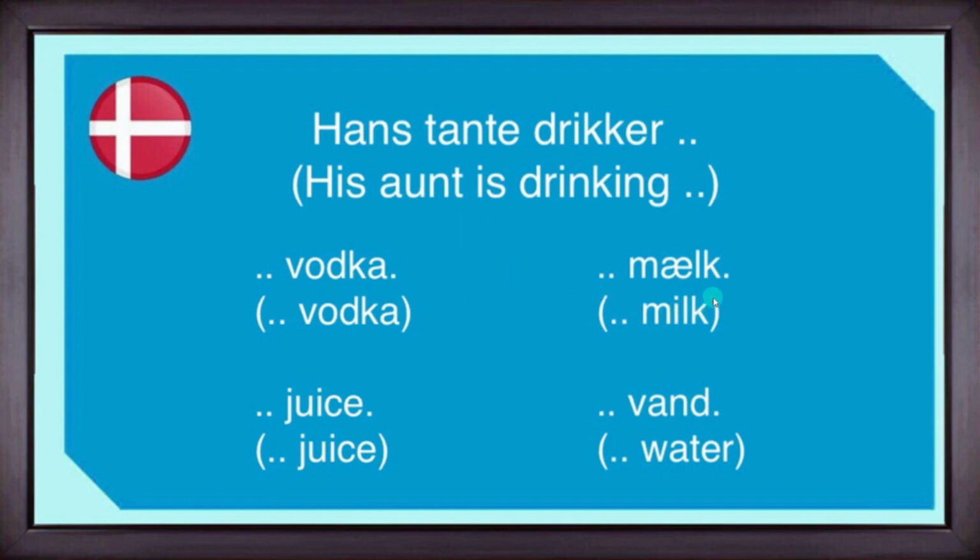Mælk. Milk. Vand. Water. So, what is she drinking? Hans tante drikker vodka. Hans tante drikker juice. Hans tante drikker mælk. Hans tante drikker vand. Yeah. Repetition is awesome.